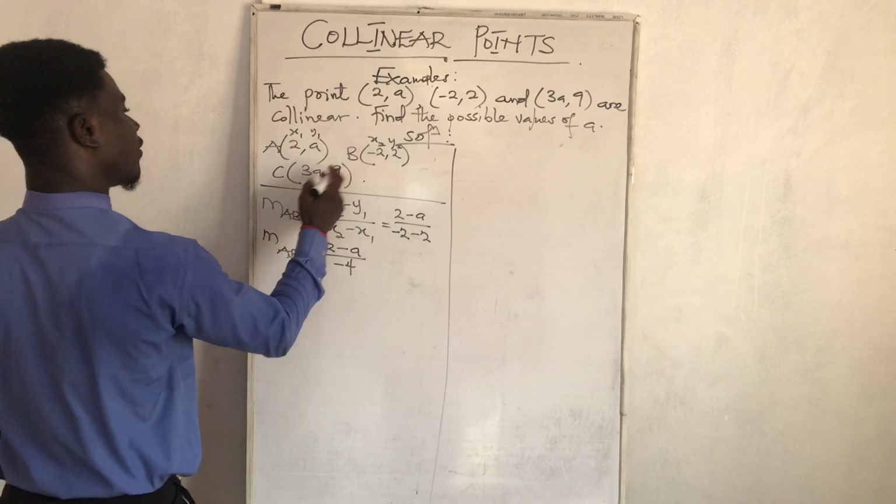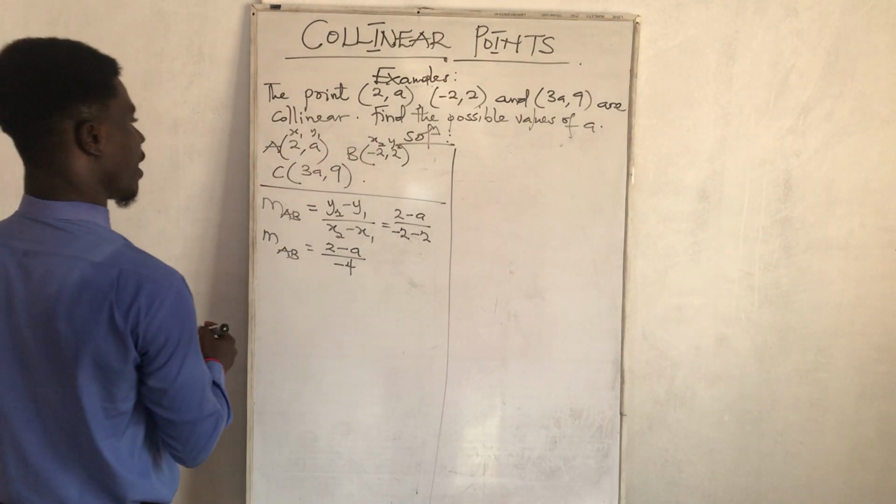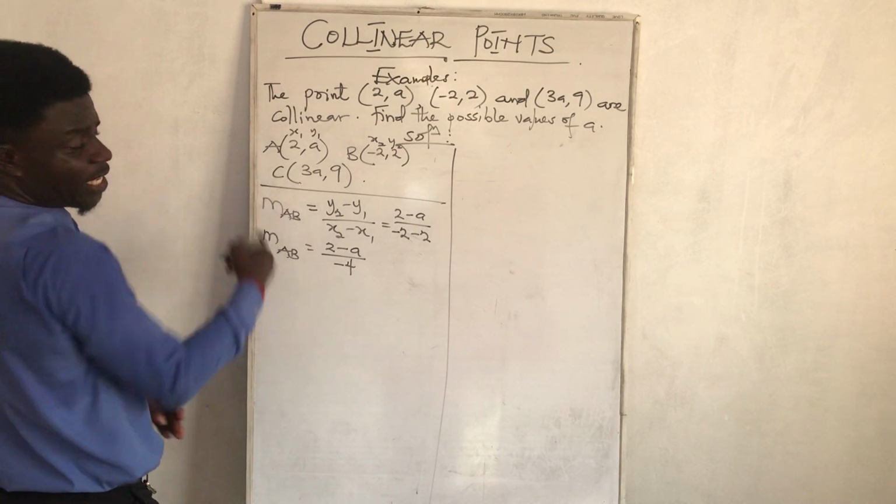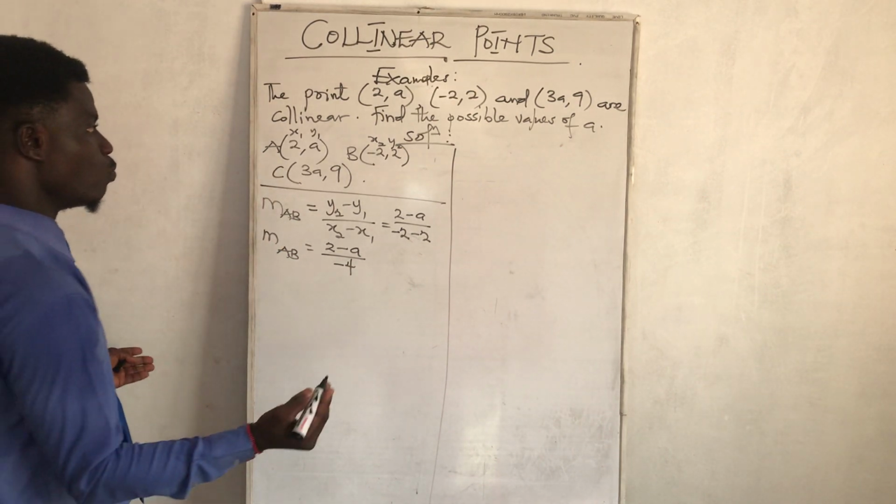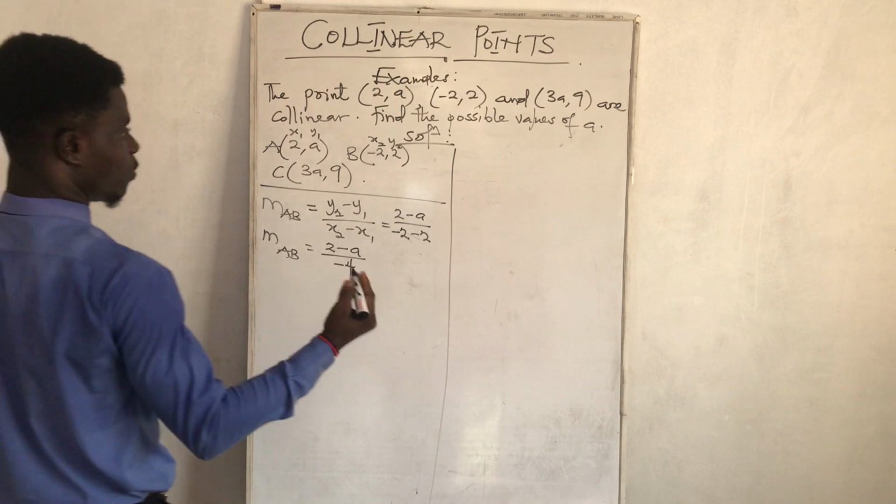I can find the gradient of BC, or you can find the gradient of AC. Any of the points, you can move on with.